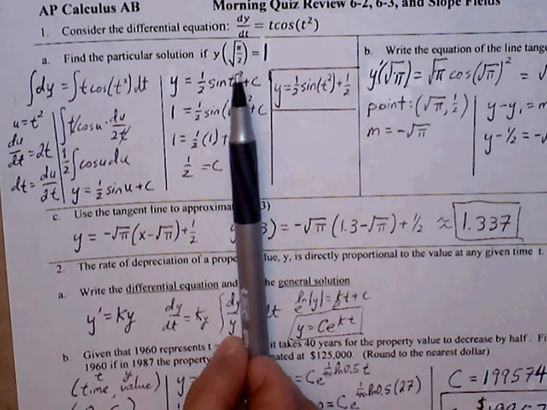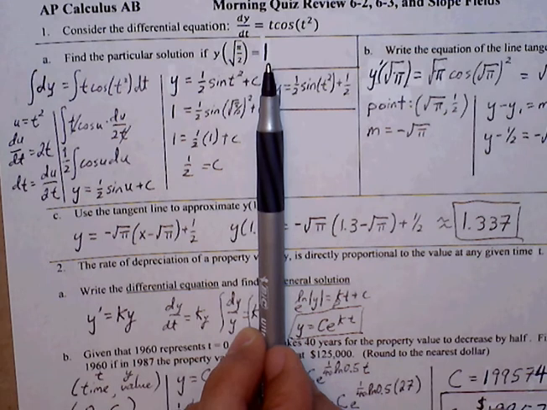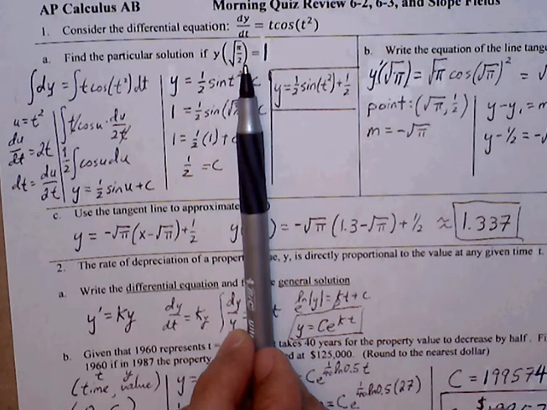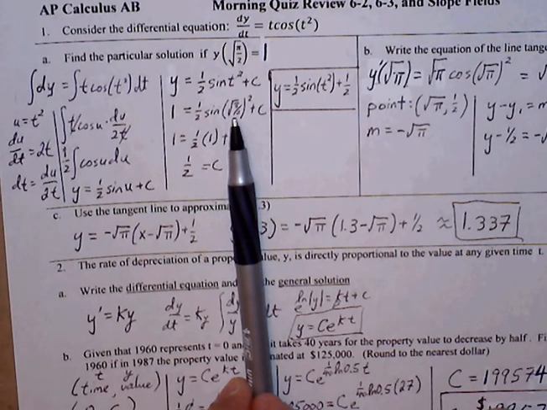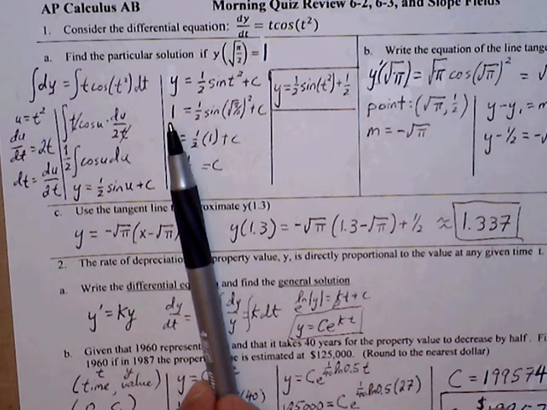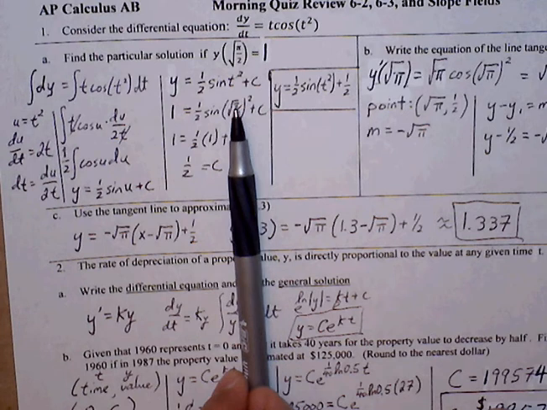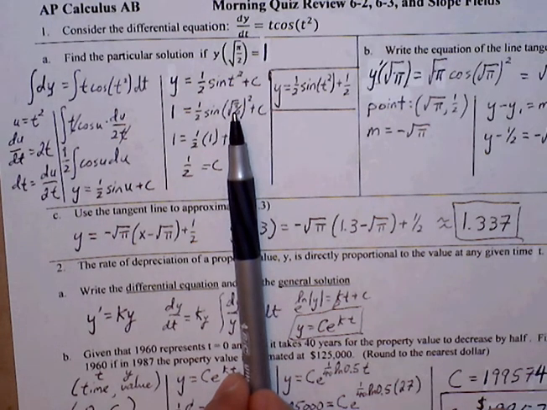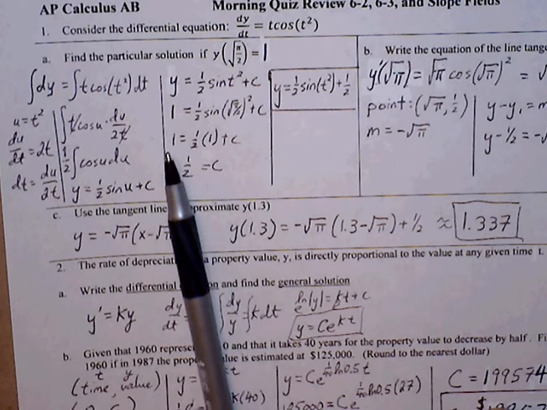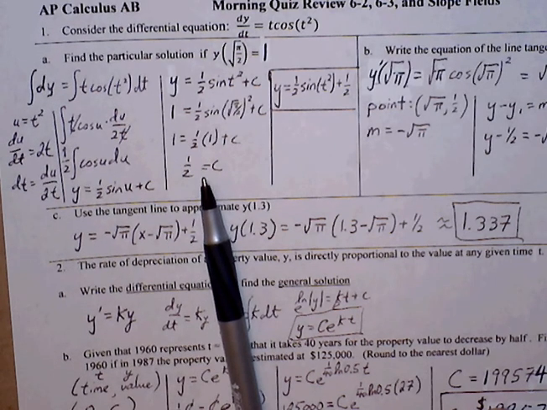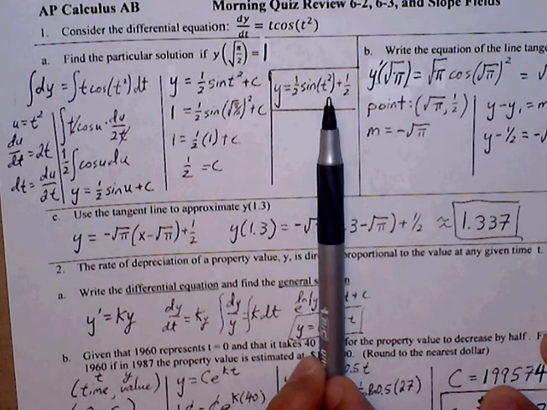Okay. To find the particular solution, we can plug the ordered pair in for t and for y to solve for c. So square root of pi over 2 gets plugged in for t, and 1 gets plugged in for y. The square root of pi over 2 squared will reduce to just pi over 2. Sine of pi over 2 is 1. 1 times 1/2 is 1/2. 1 minus 1/2 is 1/2. So we have our c value, and we can therefore write our particular solution.